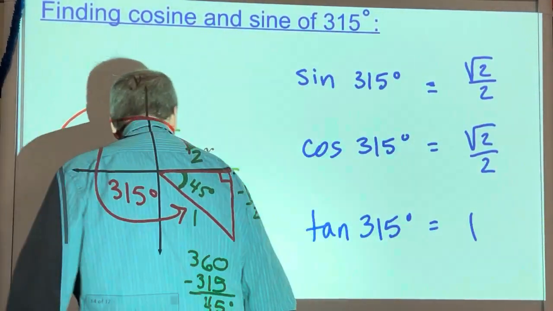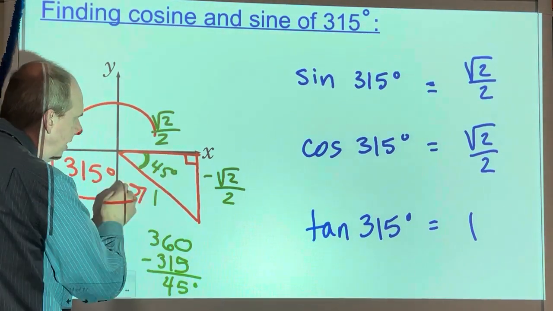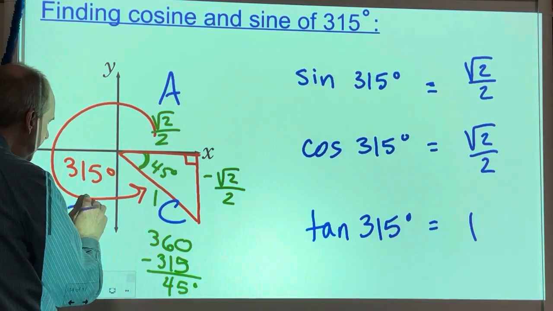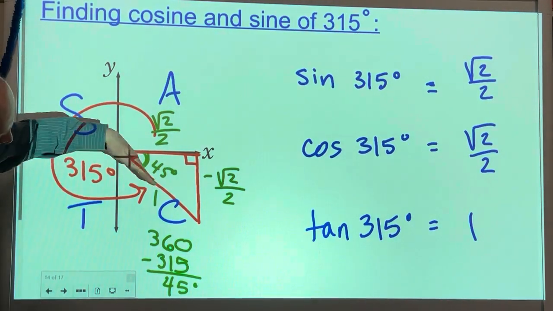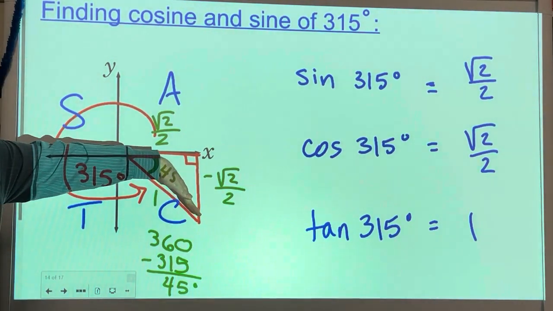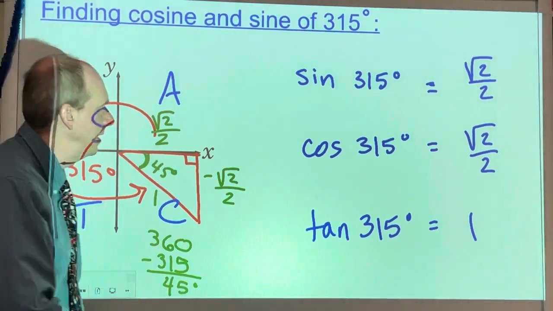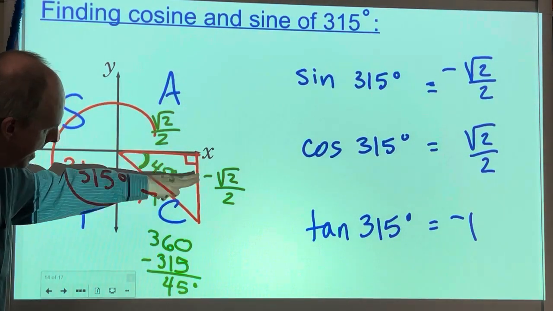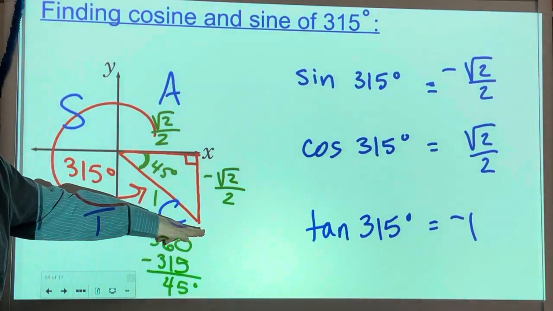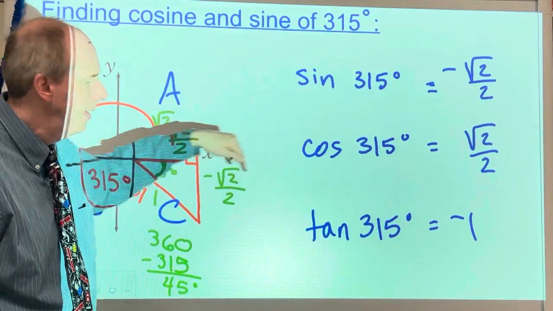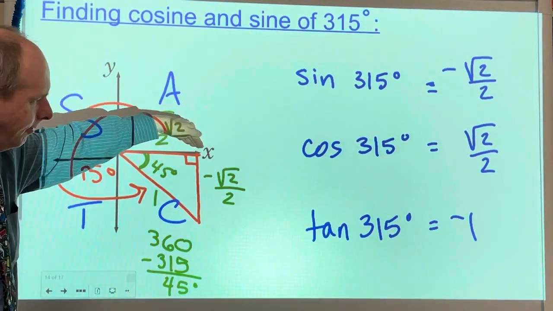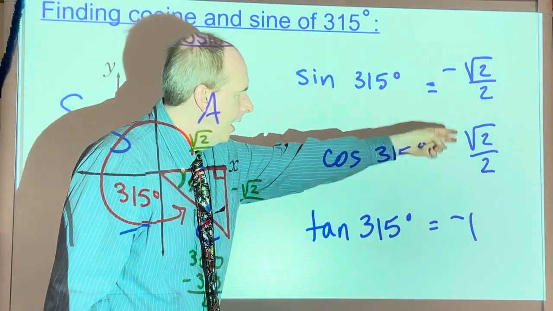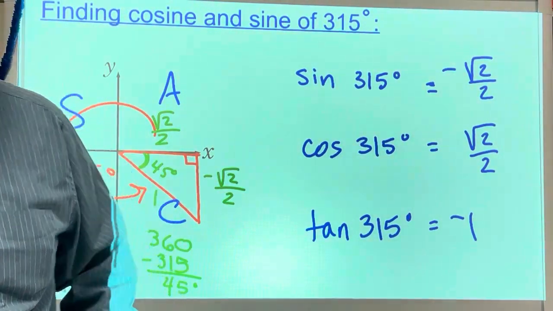Which quadrant are we in? We're here. A, C, T's. In this quadrant, only cosine is positive. Sine is negative, tangent's negative. Look at it, negative y value. That's why sine's negative. Positive x value. That's why cosine's positive. Why is tangent negative? Take a negative divided by a positive, you'll get a negative.